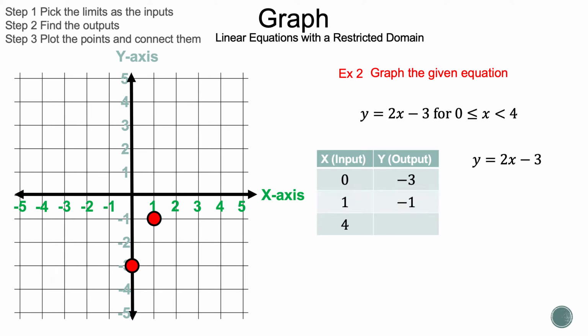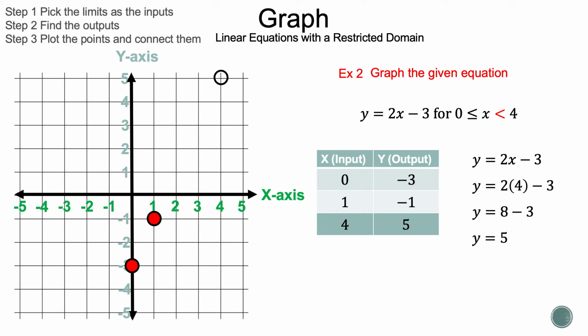Now let's move on to the last input value of 4. So we substitute that in. So now we have 2 times 4 minus 3, and 2 times 4 is 8. So now we have 8 minus 3, and the result of that is 5. So we plug it into the table. We have the point (4, 5). As you can see, the point is not filled in.